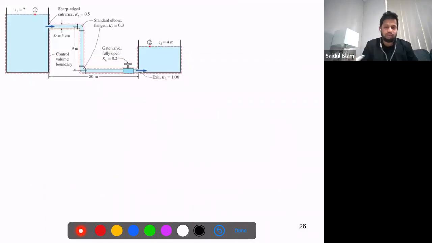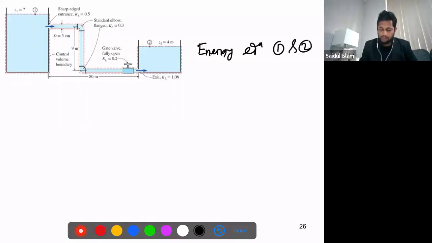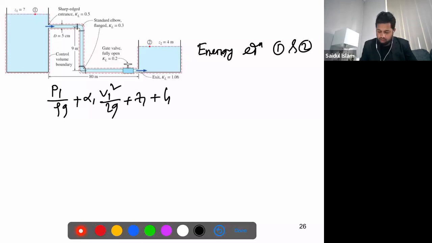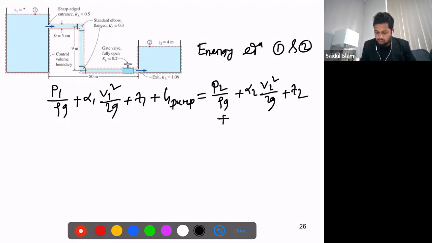Now we'll start solving. I said I will use the energy equation. If we write the energy equation between points 1 and 2, then P1 over rho g plus alpha 1 V1 squared over 2g plus z1 plus the pump head equals P2 over rho g plus alpha 2 V2 squared over 2g plus z2 plus the turbine head plus h_L. We do not have a pump and turbine, so we first cancel out those terms.